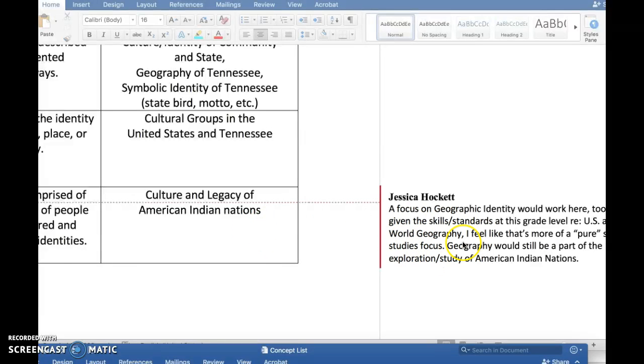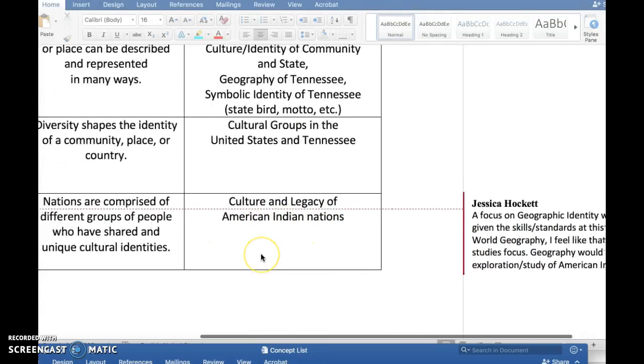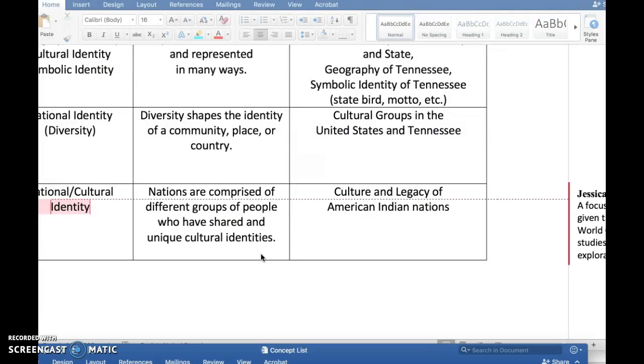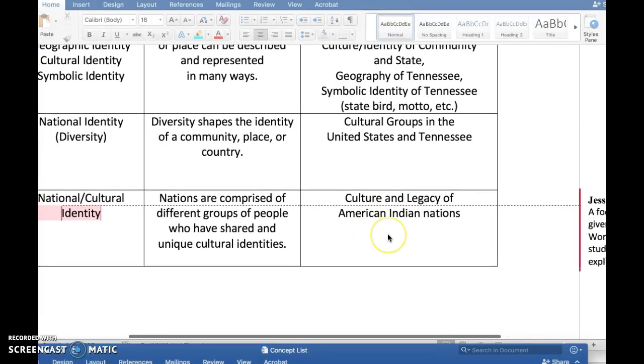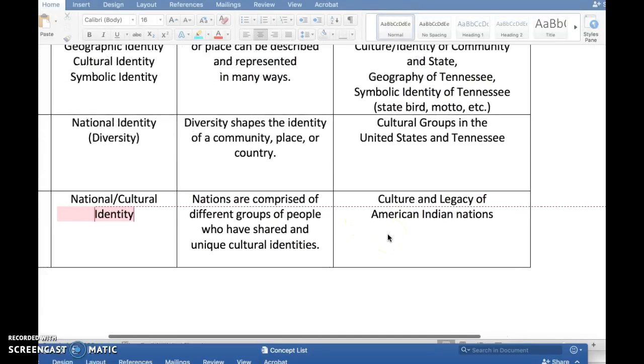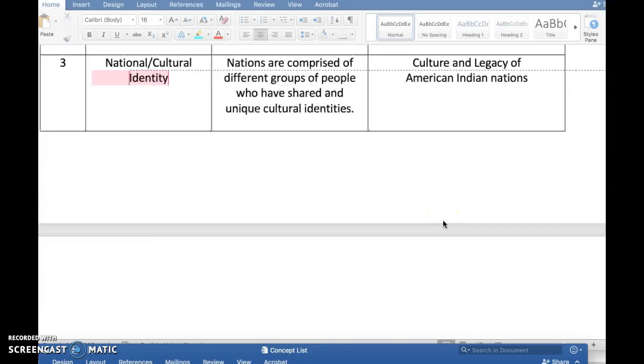So some of the geography skills that are emphasized in the standards could still be touched on in a focus on the culture and legacy of American Indian nations, but it wouldn't have to be the emphasis. It could support rather than be the focal point. I do want to clarify too, it does say American Indian in the standard, so I assume that's the term your state is using. Different states use different terms, so I just wanted to double check that.